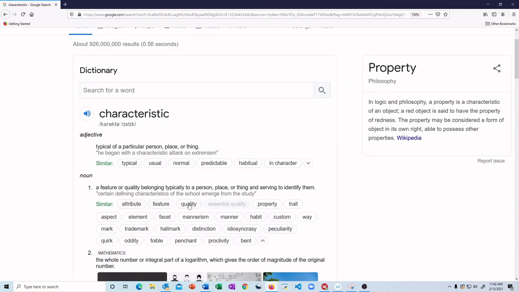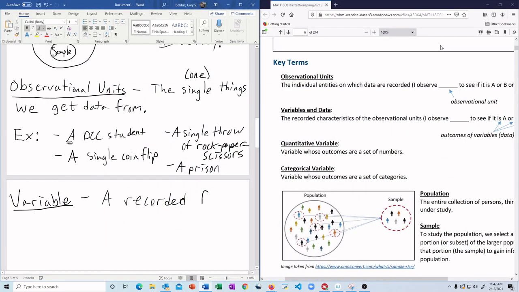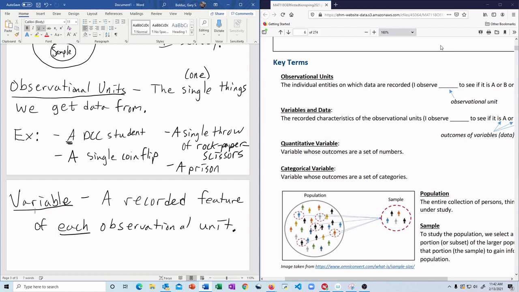Attribute, feature, quality, property. All of those are good things you can think about. I like the word feature. So a recorded feature of each observational unit. And I underline each because, again, when you're thinking variable, you need to stop and say, okay, I just wrote down this variable. Is this something I can record from each observational unit?